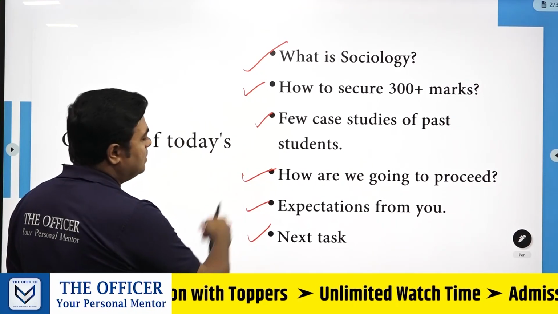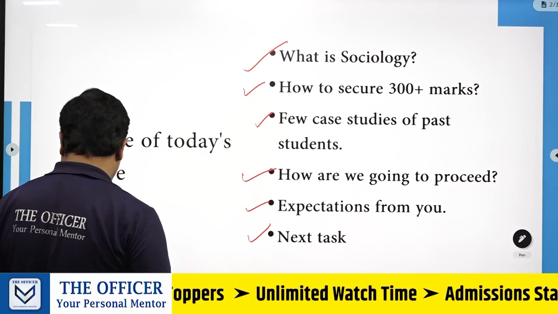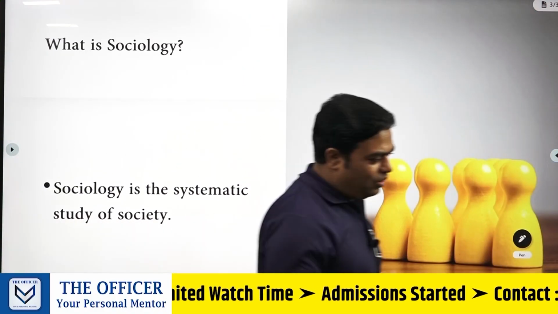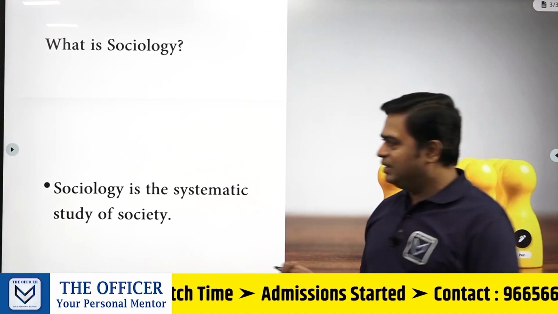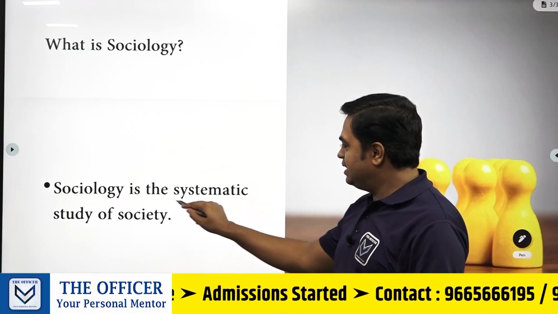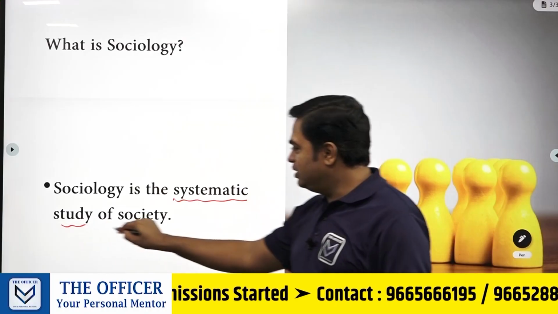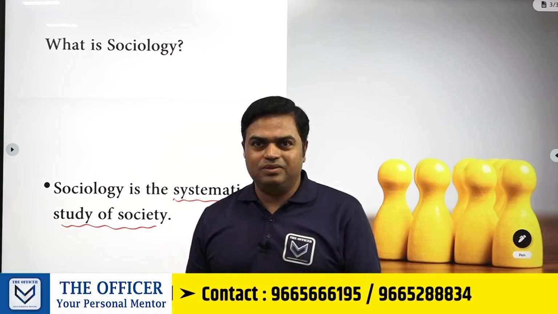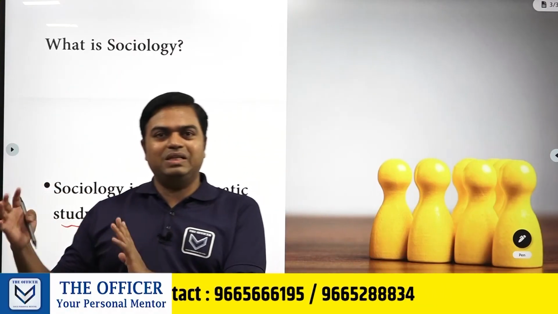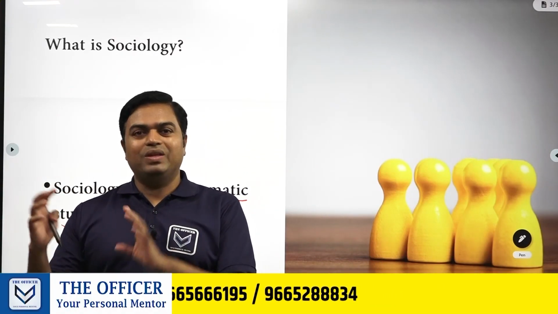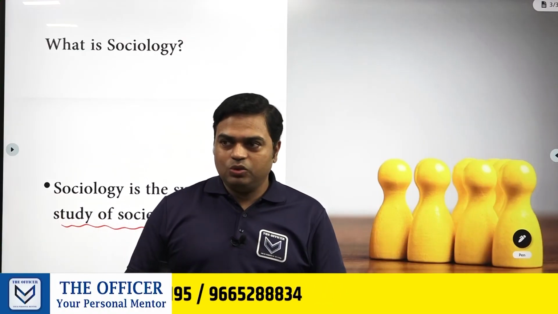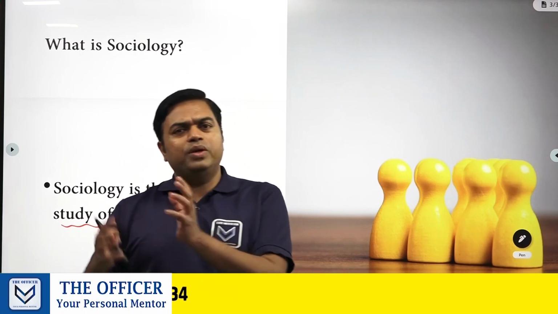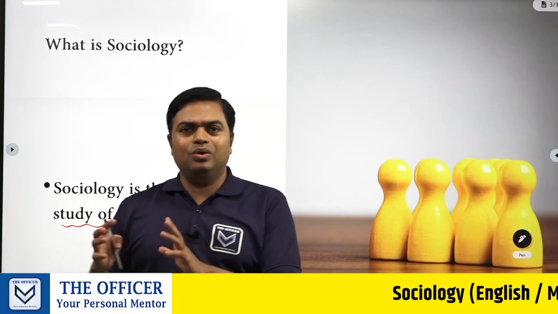Let's start. First, what is meant by sociology? By definition, in a very simple manner, sociology is the systematic study of society. By the name itself, sociology: logy means science, and socio is related to society. So it is the science of society. Simply, but what we do in science is a systematic study.